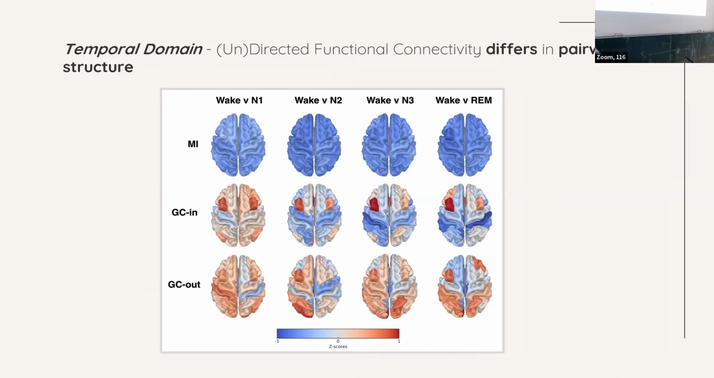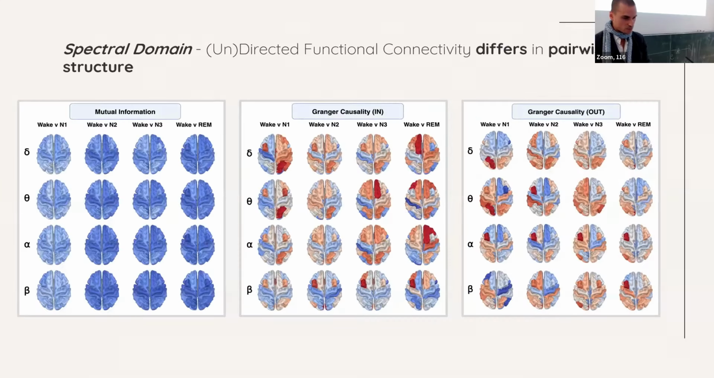And I then asked the question, is there anything about this that's band specific? So this is just a temporal domain where I integrate over all of the frequency domains. So what I did is I broke the data up into frequencies of interest. When we break this down into 4 frequency bands, in terms of undirected functional connectivity, we don't see much change overall. The only noticeable shift is a more pronounced decrease in connectivity compared to wakefulness as you go deeper into sleep, and this includes REM as well. So that's interesting, but that's about it.